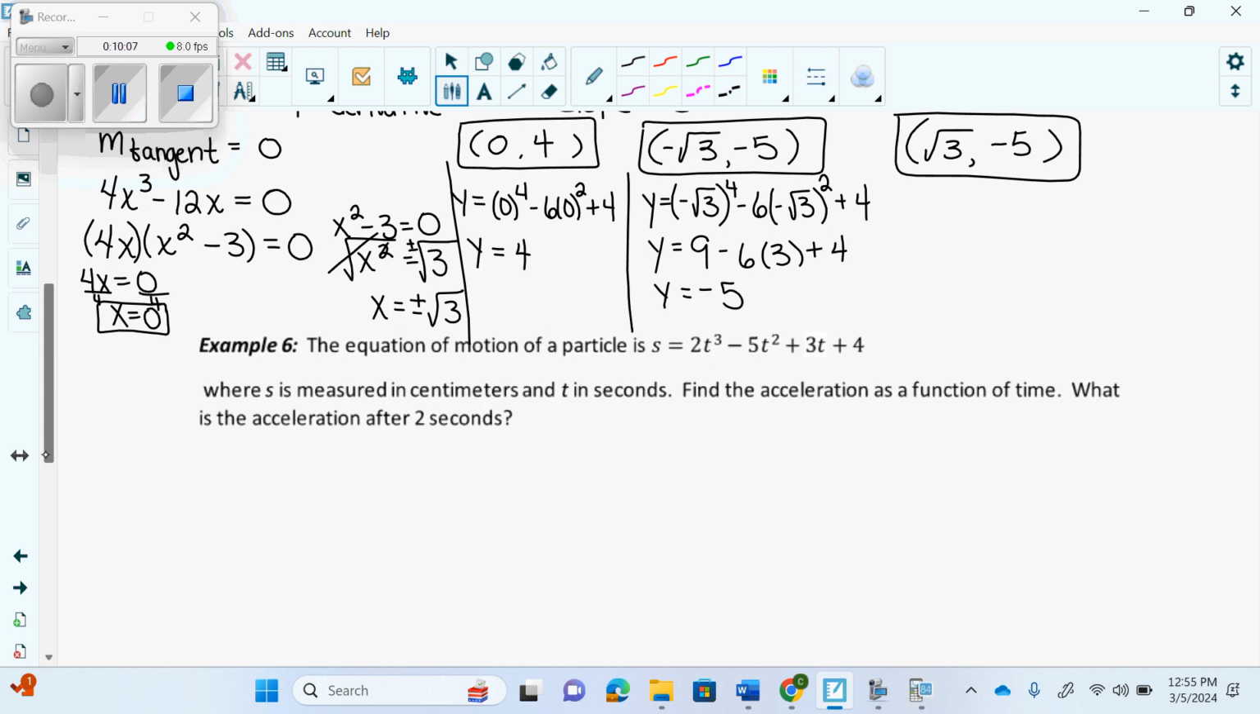Here it says the equation of motion of a particle is S equals 2t cubed minus 5t squared plus 3t plus 4, where S is measured in centimeters and t in seconds. Find the acceleration as a function of time.